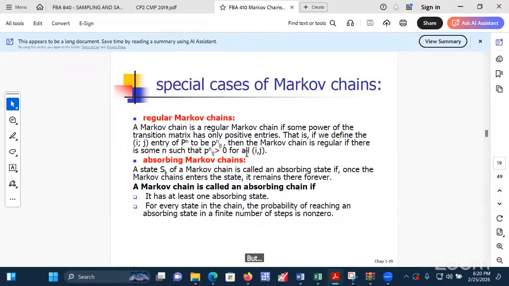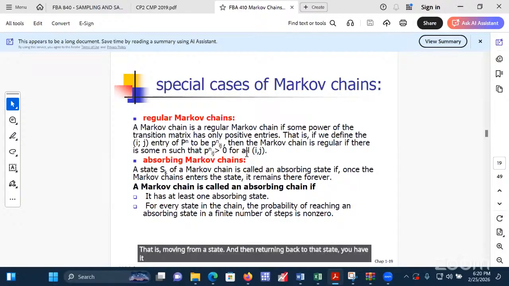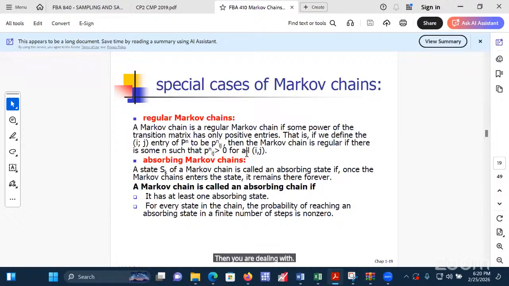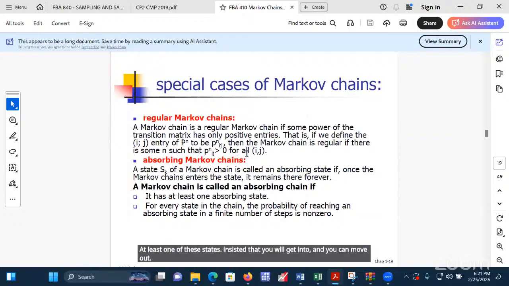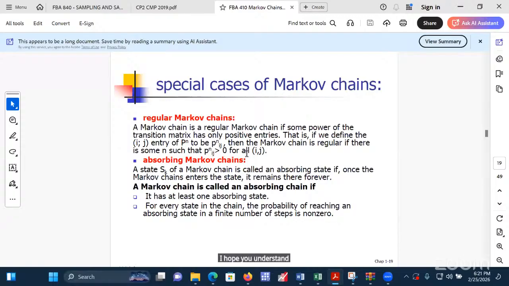But if you compute and you discover that one of the cells is absolutely 1, that is, moving from a state and then returning back to that state has probability 1, such that moving from that state to other states is 0, then you are dealing with a Markov chain that is absorbing at least one of the states. It's a state that you will get into and cannot move out of. I hope you understand what I just explained.